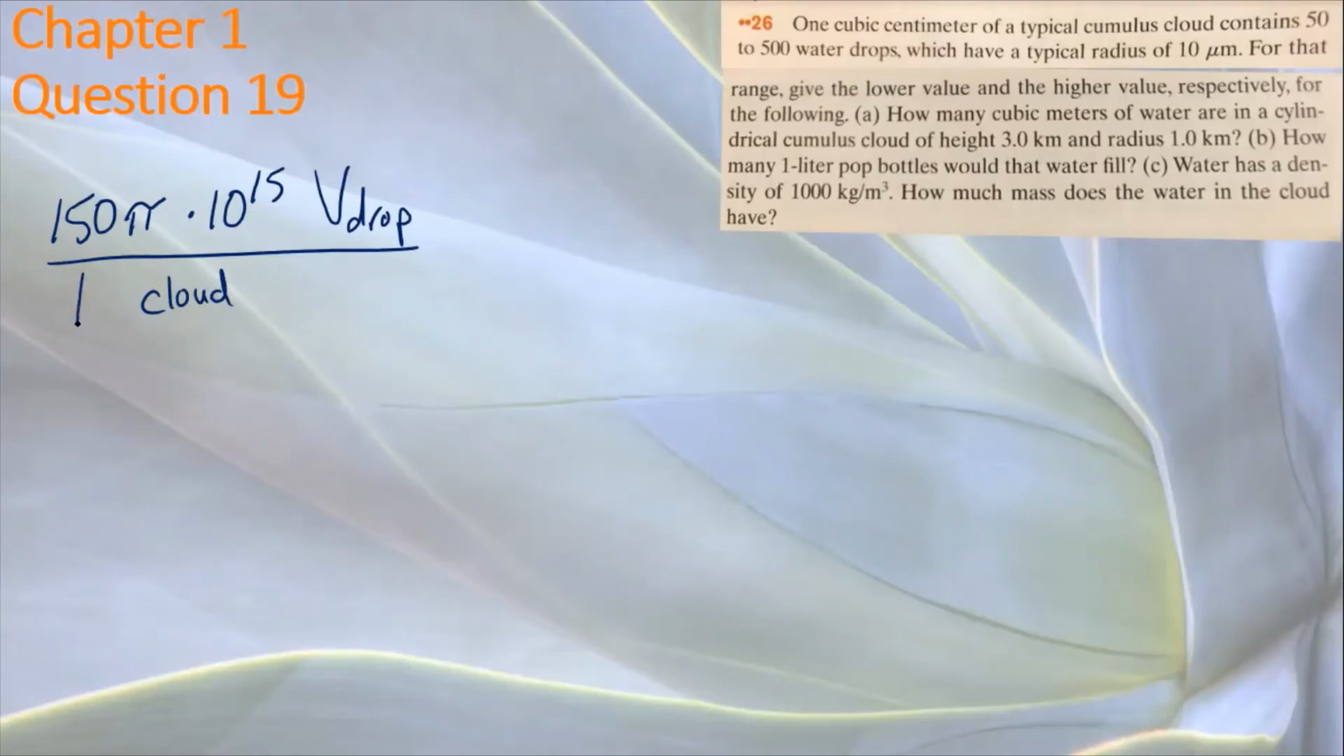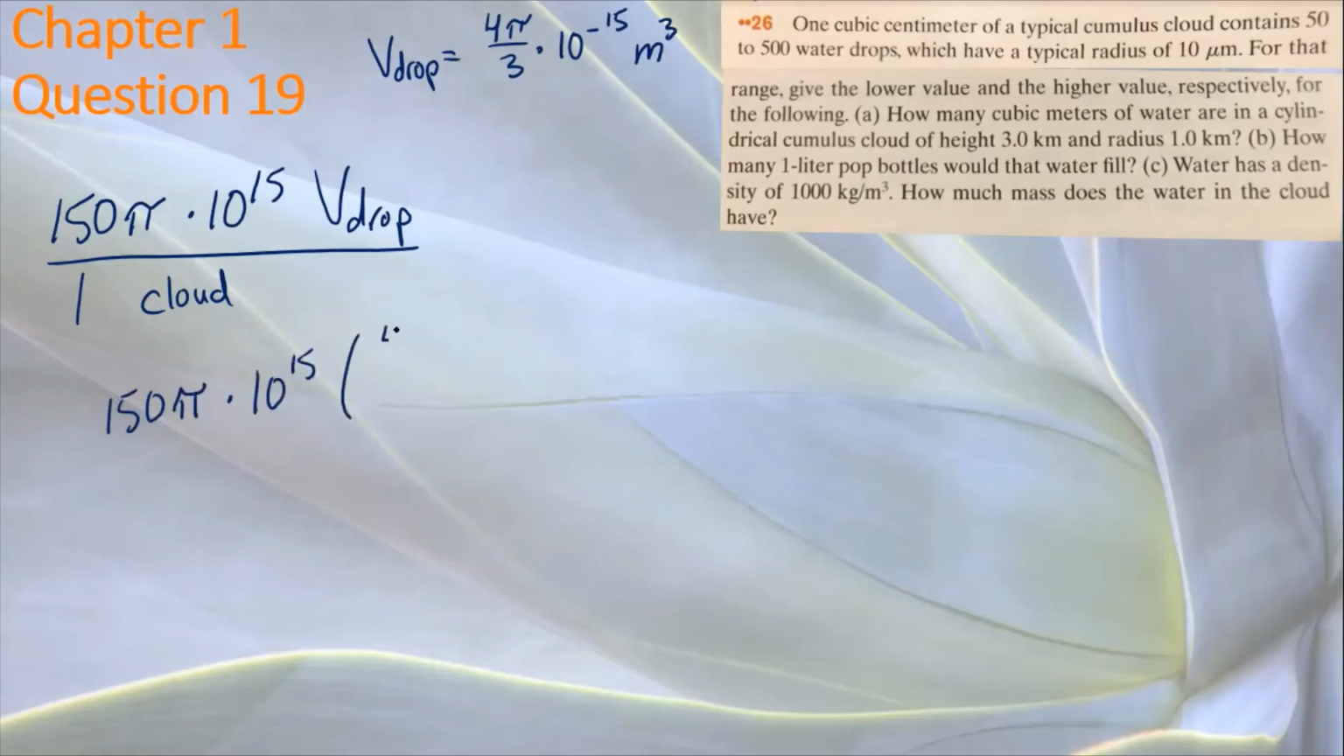And the volume of V drop we calculated as 4 pi over 3 times 10 to the minus 15 meters cubed. So if we plug that in, we have 150 pi times 10 to the 15 times 4 pi over 3 times 10 to the minus 15 meters cubed per cloud.